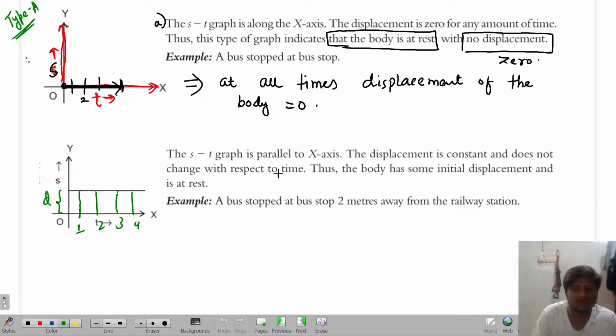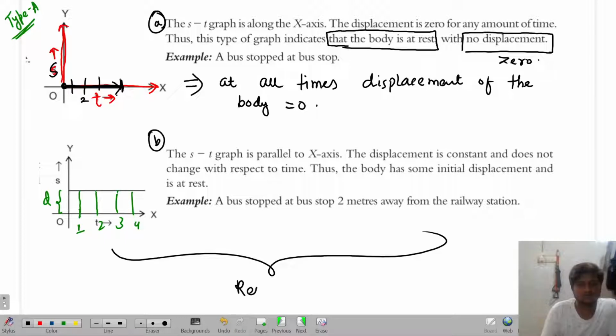Okay. Now next thing. So I move to the next graph. So this is graph A. This is graph B. These are two cases of rest. Now I'll move to motion. So first I have discussed type A, which belongs to which kind of cases? Rest position of the bodies.